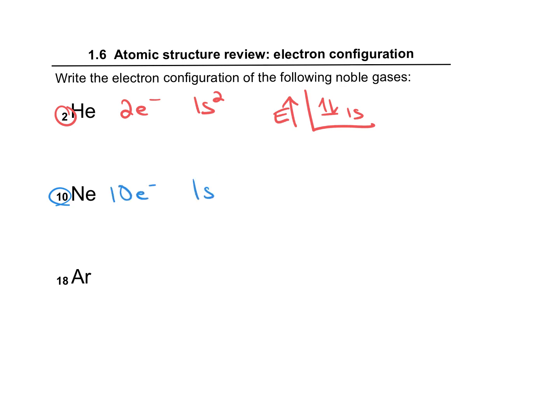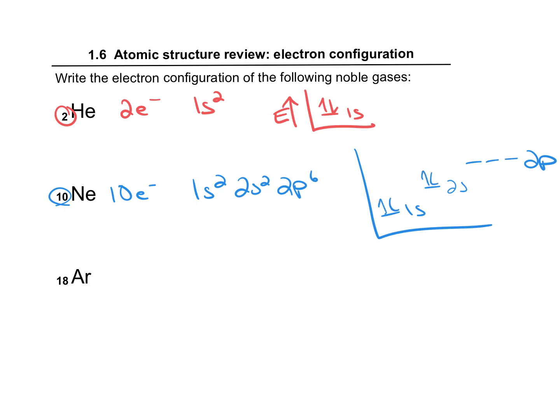So this will have the electron configuration 1s2, 2s2, 2p6. So here's our 1s, 2s, 2p, 1, 2, 3, 4, 5, 6, 7, 8, 9, 10. And the third example, argon, we have 18 electrons. So 1s2, 2s2, 2p6, 3s2, 3p6.